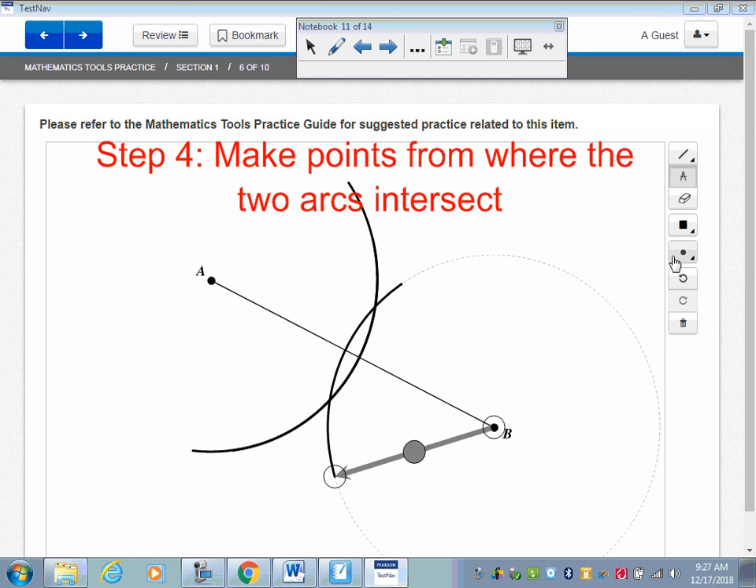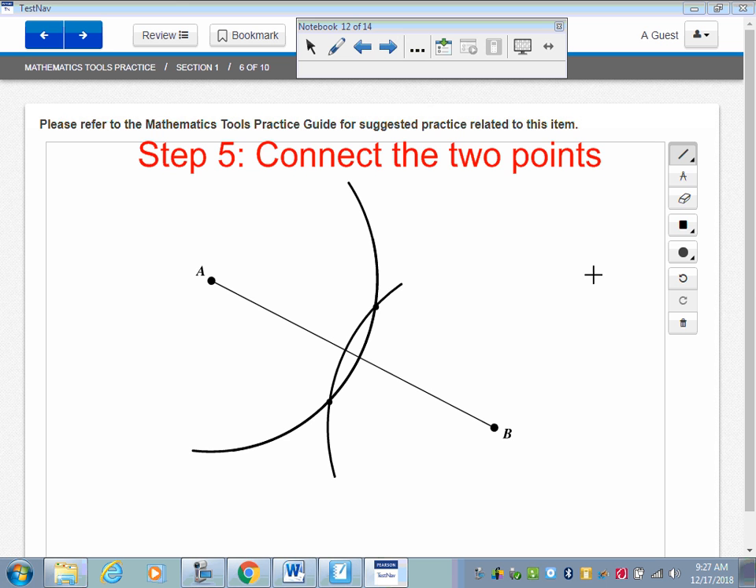So I'm going to go over to my dot tool right here, and I'm going to make larger points to make this a little clearer. So I'm going to go over to where they both touch. Again, they don't do anything unless I go back to the line. Let's see, there's a dot, and they intersect right there. And finally, step 5 is connect the two points. So I'm going to go to a skinnier line. Right now it's a fat line. So there's the first dot, and it goes through the second intersection, through the second dot.